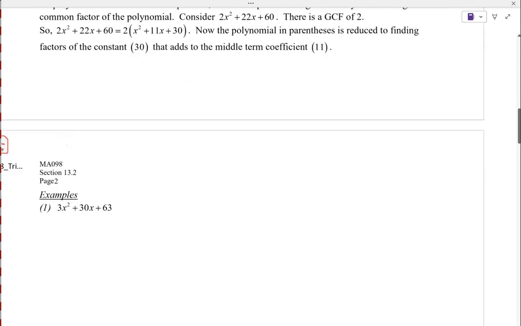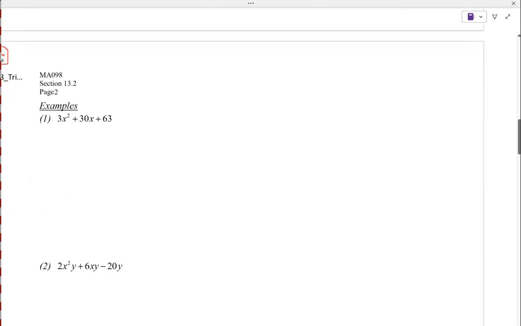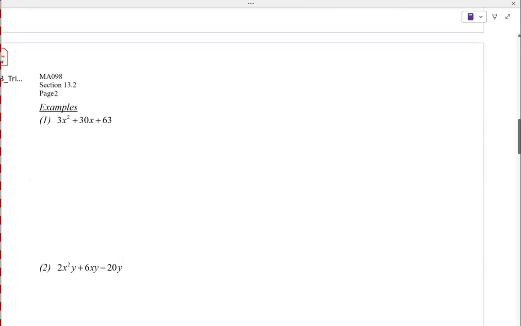So let's see about a couple of examples. These are on the back side. First, look for a GCF, then try to factor. So let's look at number 1 here. Do you see a GCF? Do you see something that's common to all 3 terms? 3, right? So first things first, factor out a 3. What are we left with when you factor out a 3? Good. X squared plus 10x plus 21.